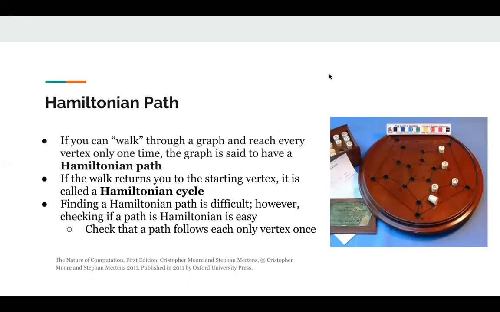Hamiltonian path. If you can walk through a graph and reach every vertex only one time, the graph is said to have a Hamiltonian path. If the walk returns you to the starting vertex, it is called a Hamiltonian cycle. Finding a Hamiltonian path is difficult. However, checking if a path is Hamiltonian is relatively easy. All you have to do is follow the path vertex by vertex and check that it visits each vertex only one time.